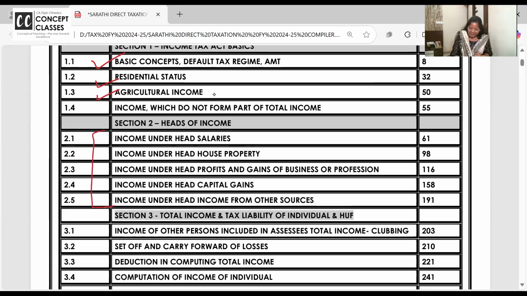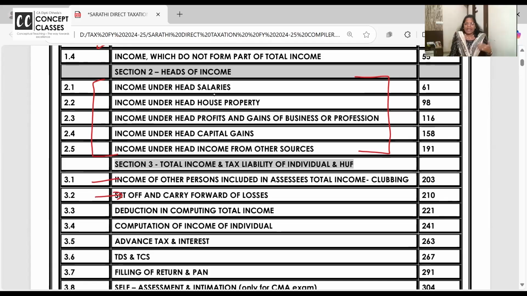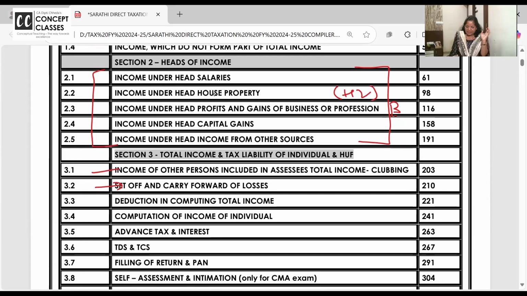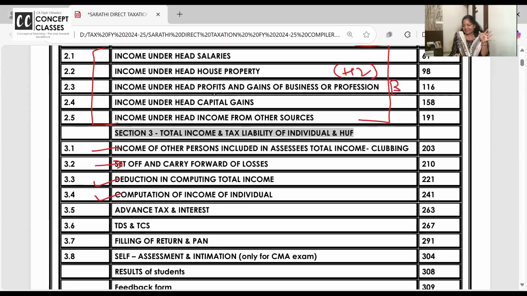Then we have these heads of income, 5 heads. Then clubbing, minor's income add karo, iska add karo. Sometimes you're liable to pay tax on others' income. That we will do. Then it is set off. Can I do plus minus? Yahan loss aa raha hai, house property loss, yahan income. Can I set off? Yes. What you get, you call it as total income. In that, some deductions are allowed. And then you compute your income and tax.